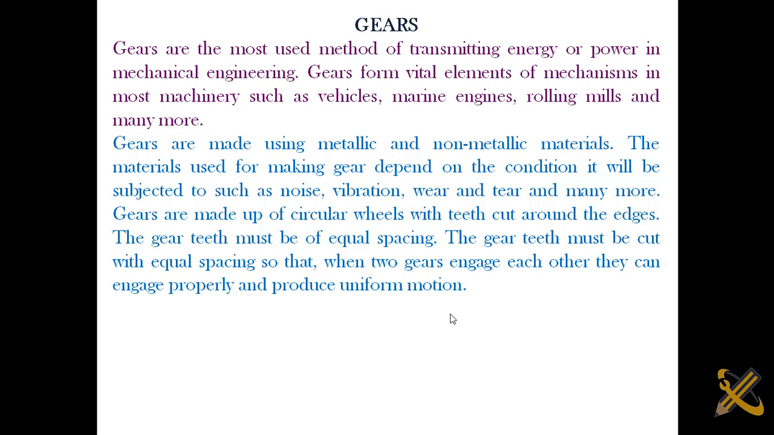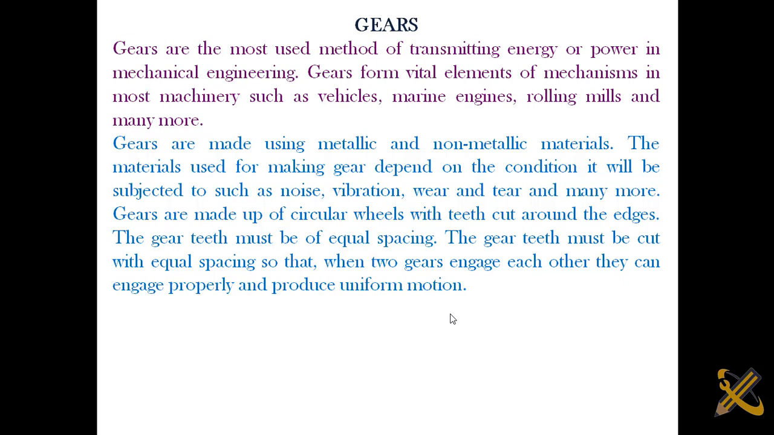So the material used for making gears depends on the condition it will be subjected to, such as noise, vibration, wear and tear, and many more. That's just it. So before I decide on what type of material I'm going to use for the manufacture of my gear, I need to put this into consideration. For what purpose? What purpose is that gear serving? For example, now let's assume I'm going to apply the gear in a bike. All right, so you won't expect me to go for a plastic material or a wooden material. No, it won't work. So what am I going to go for? A metallic material. All right.